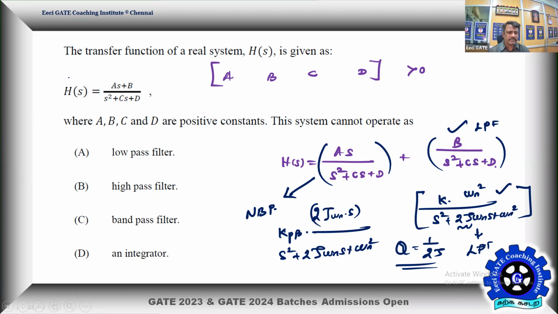That means a given system consists of two responses. One is a narrow bandpass function, another one is a low pass function. A narrow bandpass function will have a frequency response something like this, and a low pass function will have a frequency response something like this. The cutoff frequency of this all depends on your damping, so it depends on the parameters B, C and D. C and D decide the natural frequency, and the damping accordingly will give either a Butterworth or Chebyshev response.